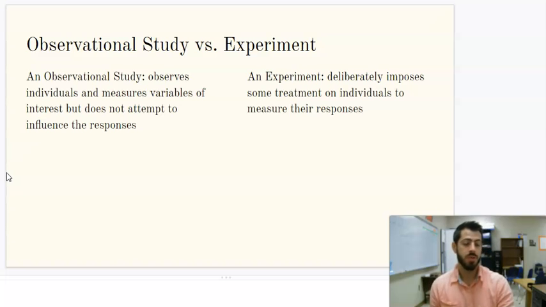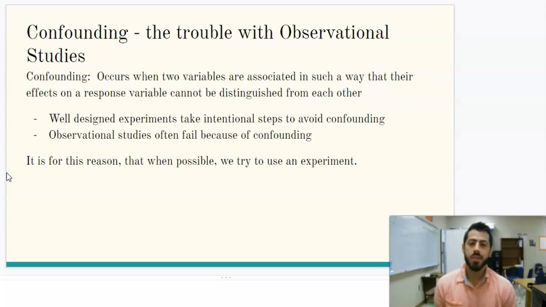So if we want to know something very specific about a group or a sample or a population, we can perform an experiment, and that should be able to tell us something very specific. Now, the trouble with observational studies that is avoided when we do experiments is this problem of confounding. Confounding is when you have two variables that are so strongly associated that both of them could be affecting a response variable, and you won't be able to tell which one's doing what.